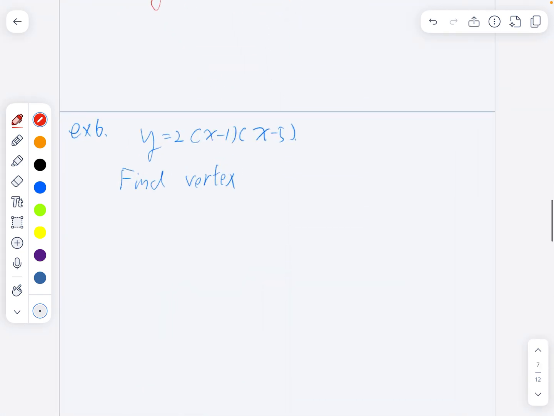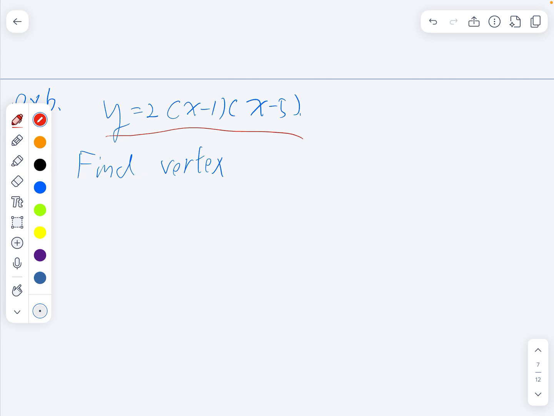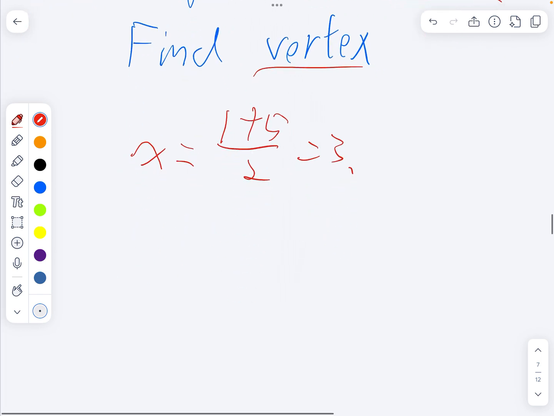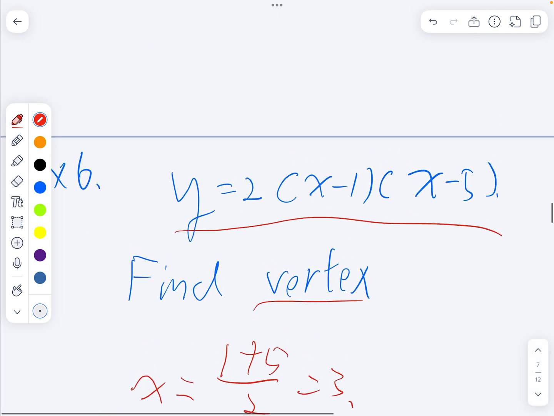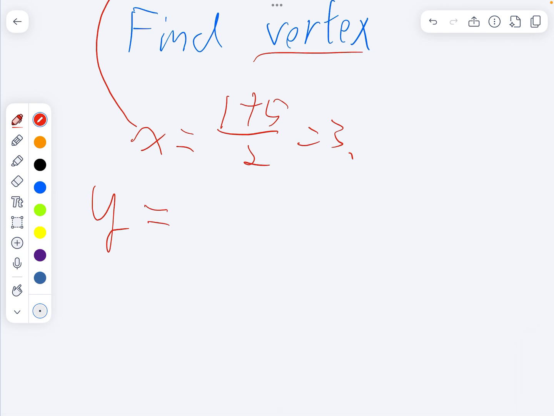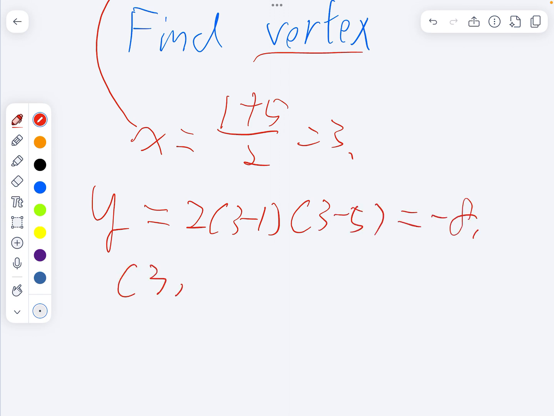We have the last question left. We have the factored form. We need to find out the vertex form. So we are already familiar with this: to calculate the axis of symmetry, just (x1 plus x2) over 2 equal to 3. We can plug it in here to go back to y. Okay, the final answer is (3, -8).